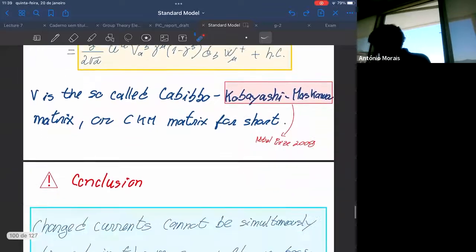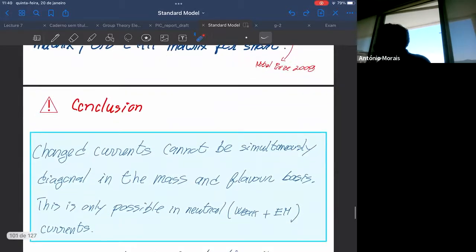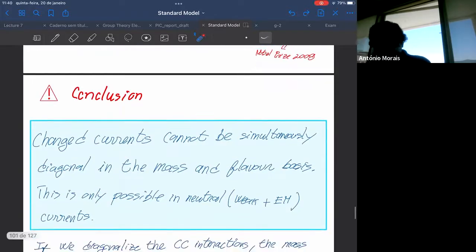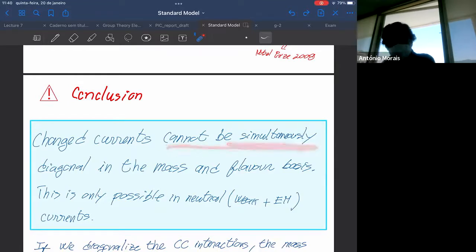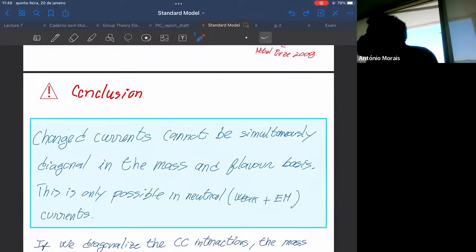Right. So what is the conclusion out of this? The conclusion is the Nobel committee is not always fair. And the physics conclusion, of course, is that charged currents cannot be simultaneously, and this is the point, simultaneously diagonal both in the mass and flavour basis. That's only possible in neutral currents, like the weak and the electromagnetic neutral currents, as I am insisting a lot.